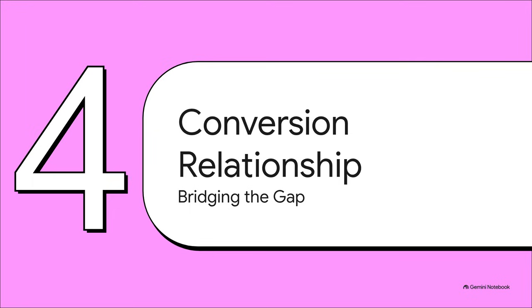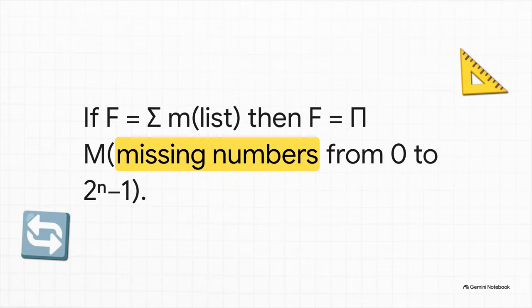Section 4. The conversion relationship. Bridging the gap. Let's cross that bridge. The crucial point is this beautiful, incredibly simple rule. If a function is 1 for certain minterms, it absolutely must be 0 for the remaining maxterms. If your SOP expression is a list of minterm numbers, your POS expression is simply the list of the exact missing numbers all the way up to the maximum possible combination for your variables.